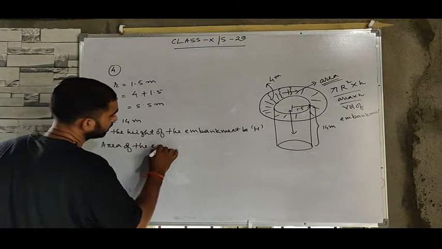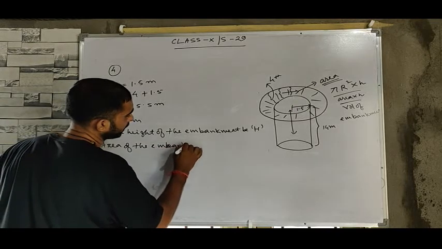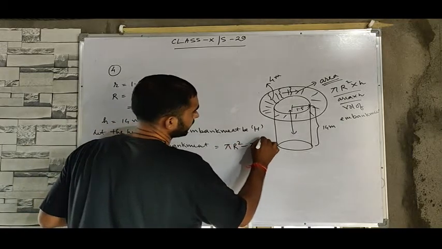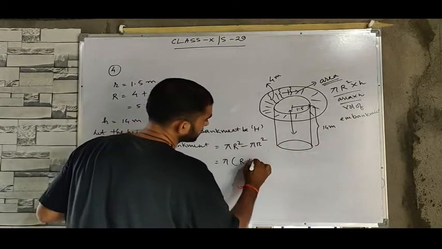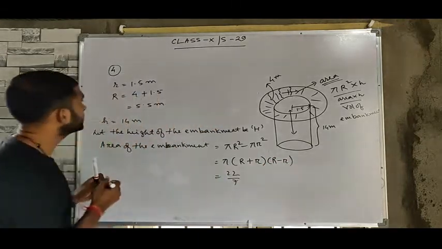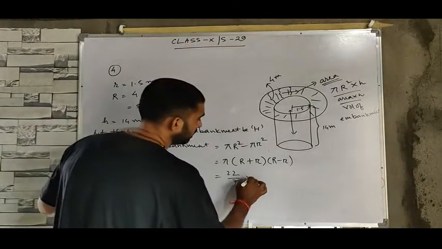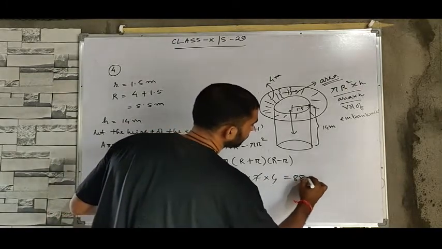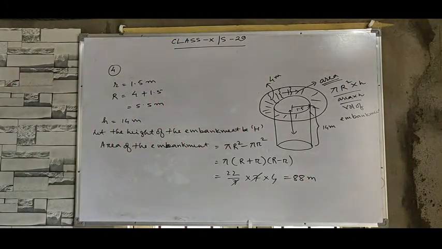Area of the embankment. That is what? Outer circular area minus inner circular area. Pi common, R plus r into R minus r. So pi is 22 by 7. What is R plus r? Their summation is 7. And their difference is 4. Cancel. 88 meter square. Got it? This is the area of the embankment, not the height. So after finding the area, we have to find out the height of the embankment.